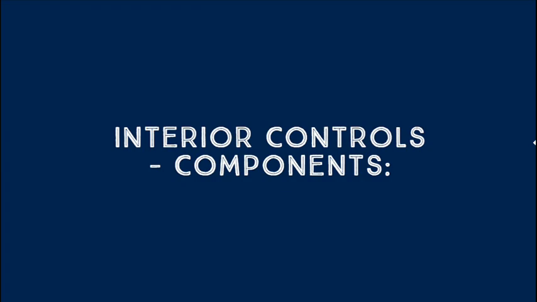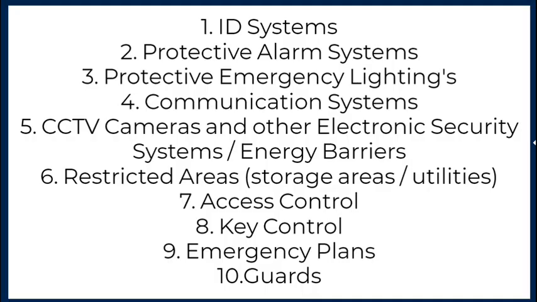Interior controls components. 1. ID systems. 2. Protective alarm systems. 3. Protective emergency lightings. 4. Communication systems. 5. CCTV cameras and other electronic security systems, energy barriers. 6. Restricted areas, storage areas, utilities. 7. Access control. 8. Key control. 9. Emergency plans. 10. Guards.